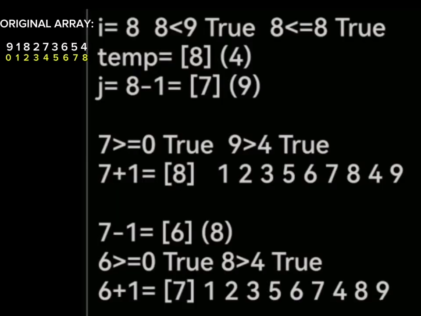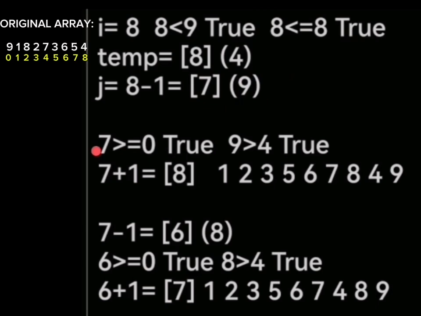We are now here for our 8th iteration. So I is 8, I lesser than 9, true. 8 lesser than or equal to 8, true again. So temp is 8, since yung I natin is 8, so 8 din yung ating temp. So yung laman or yung element ng index 8 ay 4. J, 8 minus 1 is 7. So yung laman ng ating index 7 ay 9.